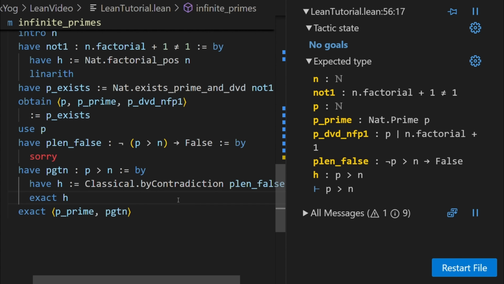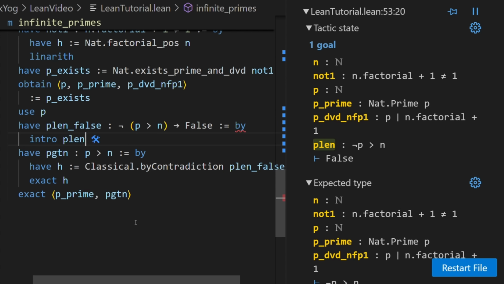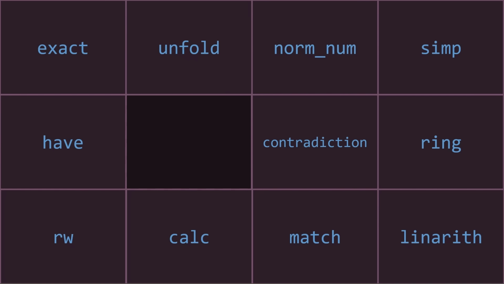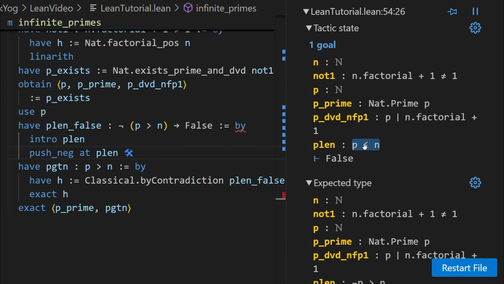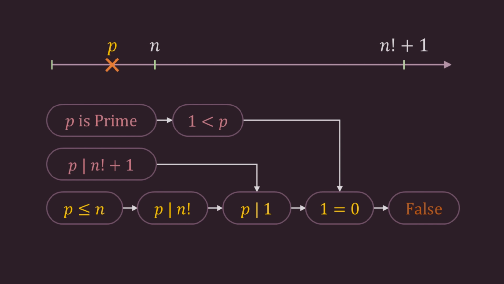All that's left is to prove plen false. The implies introduction tells us to intro plen, which is now the proof of not p greater than n. We'll use a new tactic, push_neg at plen, which converts not p greater than n to p less than or equal to n. Now, remember this sequence in our informal proof?